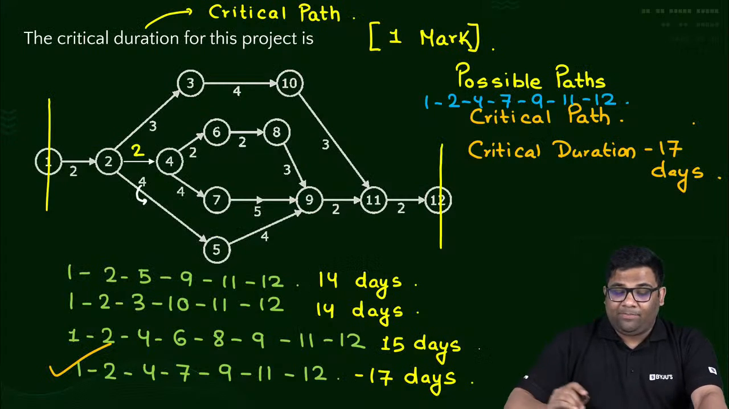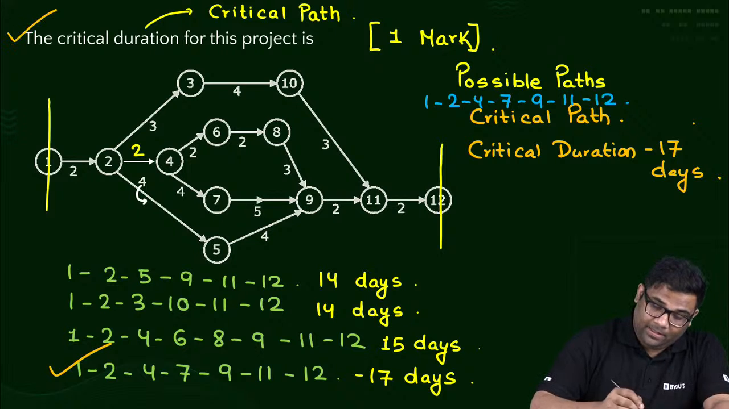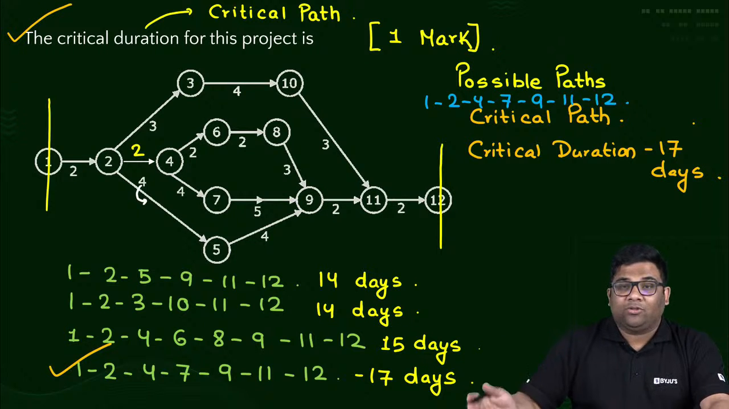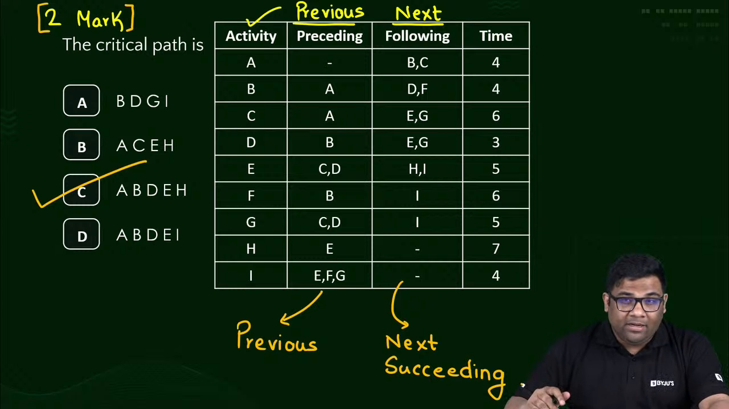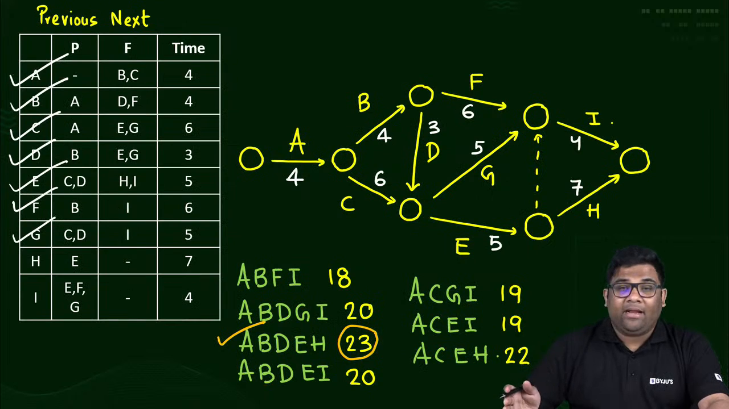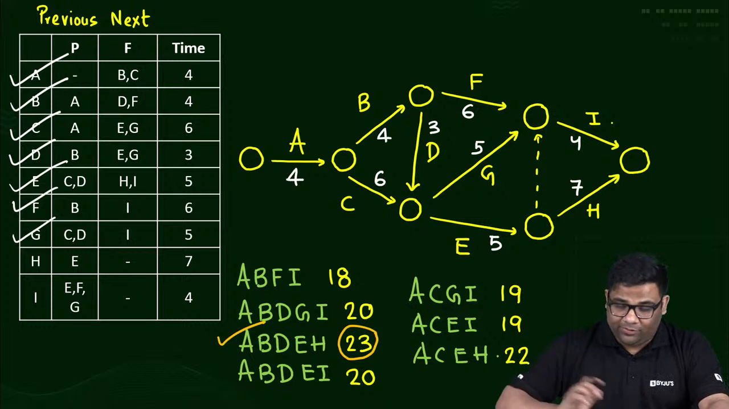As I told, the first type of question is that they will draw the diagram and ask you the critical path and critical duration. Second is that the diagram will not be given. From the information given in the question, you have to draw the diagram, and from the diagram, find out the critical path and the critical duration.